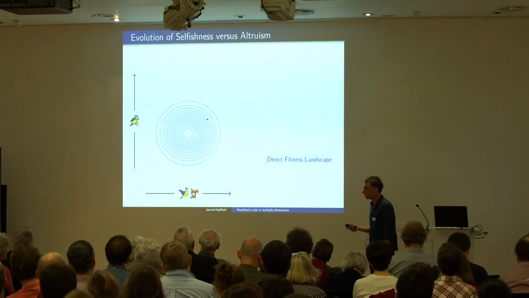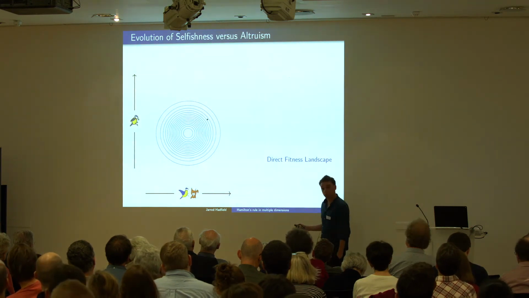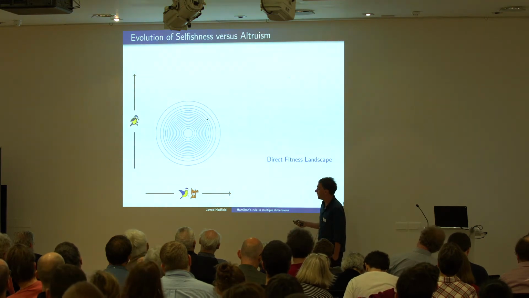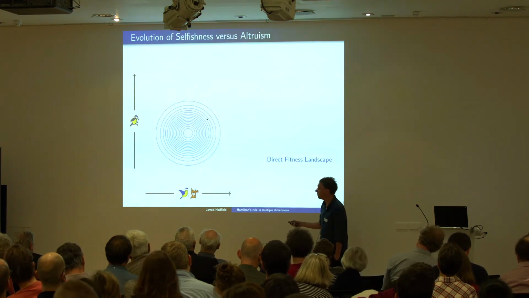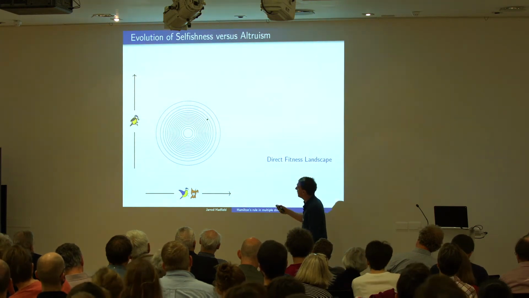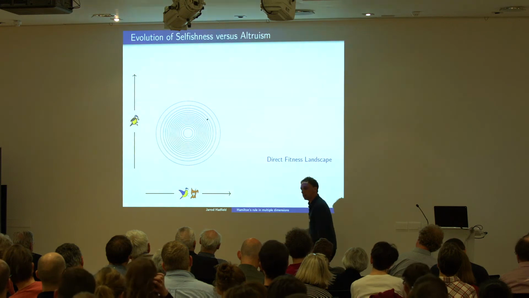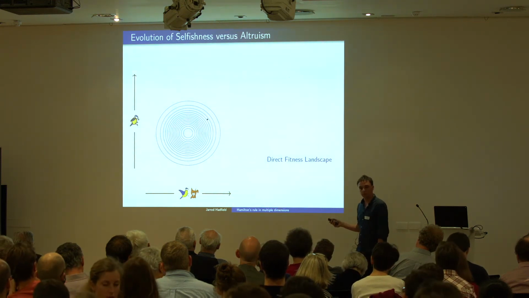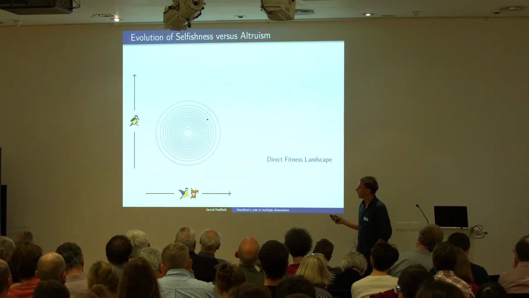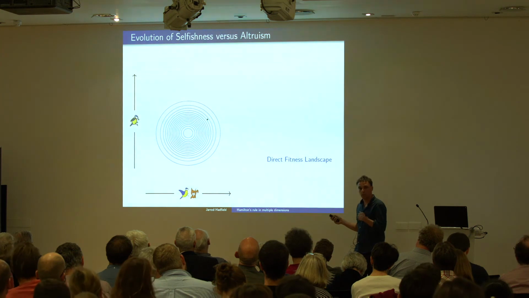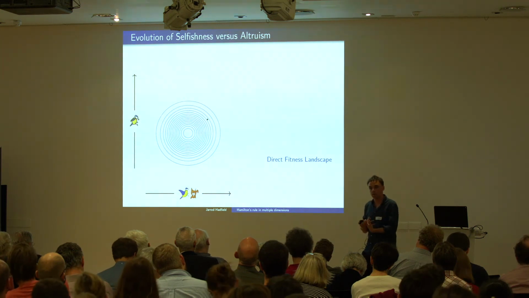Okay, so here we've got two social traits. So we've got, let's say, provisioning behaviour here and nest defence behaviour here. And this fitness landscape here, this is a hill and this is the peak. This represents the effects of the traits on the bearer's fitness. Okay, so in terms of your own fitness, these are the trait values you would like to have. And this black dot is where the population currently resides.